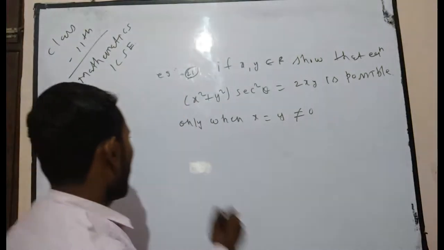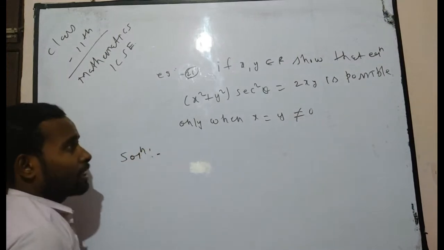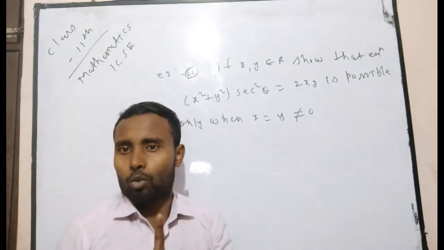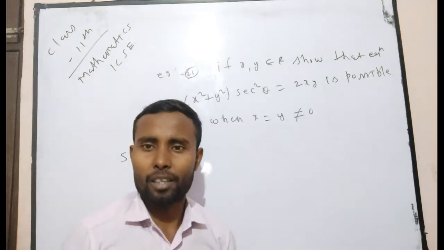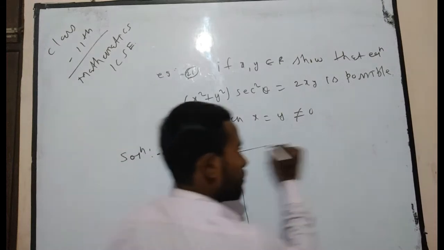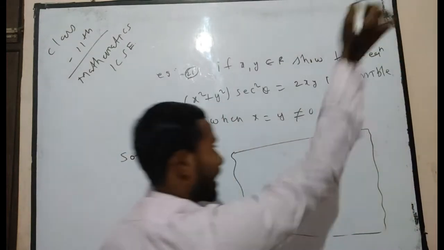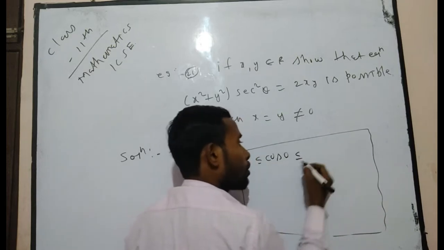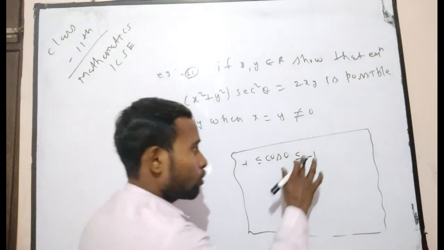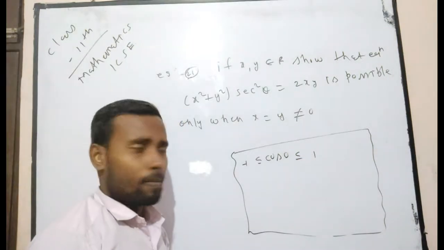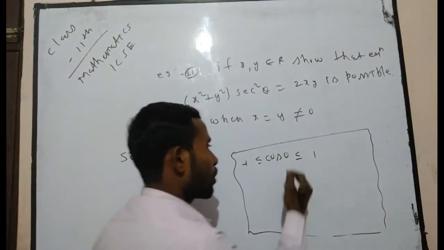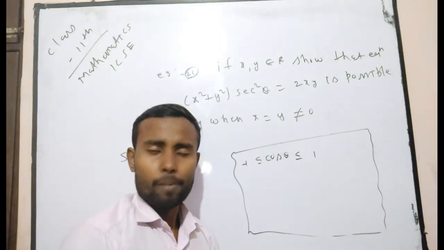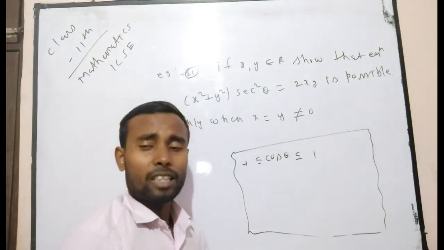How can you prove it? I will discuss today all those problems which are related to domain and range of a function. First of all, I want to give you an interesting fact. As you know, cos theta is always greater than or equal to minus 1 but less than or equal to 1. I think you already know about it. This is the range of this function, cos theta.